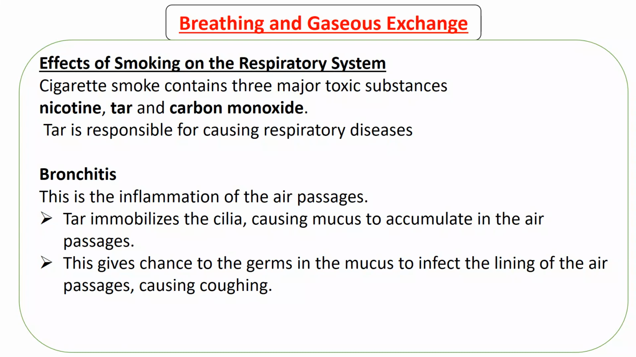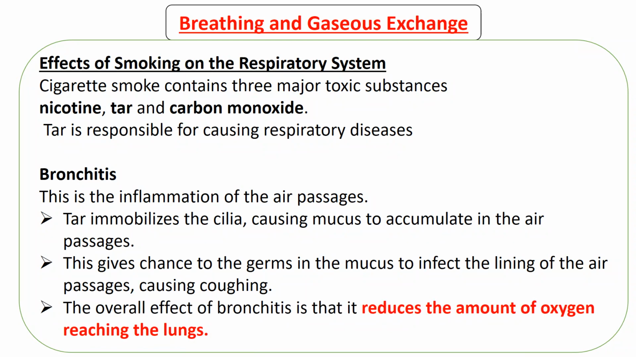So here's what happens. Mucus, its job is to trap the germs. Now, if it stops moving, the germs that have been trapped inside the mucus attack the lining of the air passage. Okay, so as a result, the person starts coughing, so that the mucus maybe can be pushed out. So the overall effect of bronchitis is that it reduces the amount of oxygen reaching the lungs.